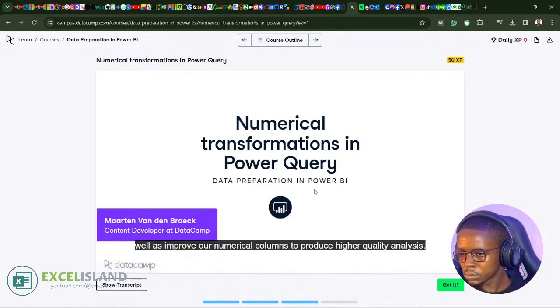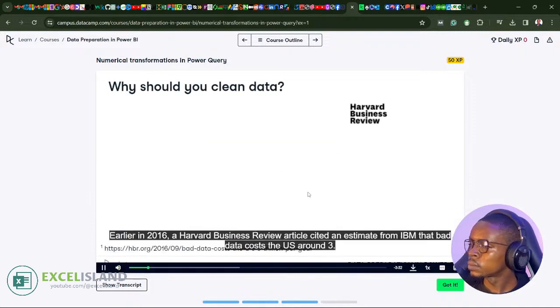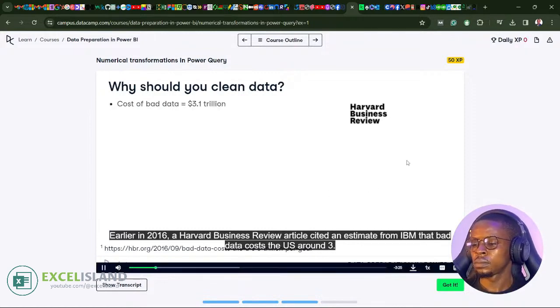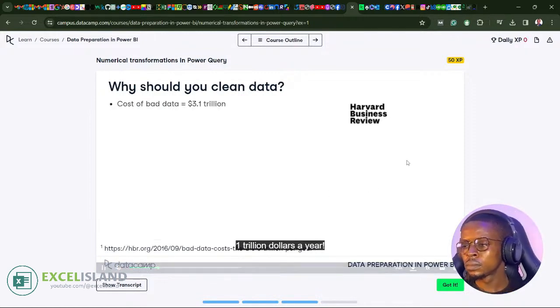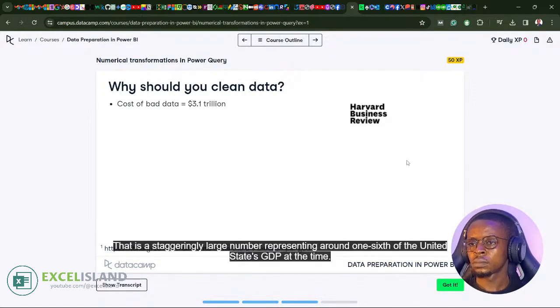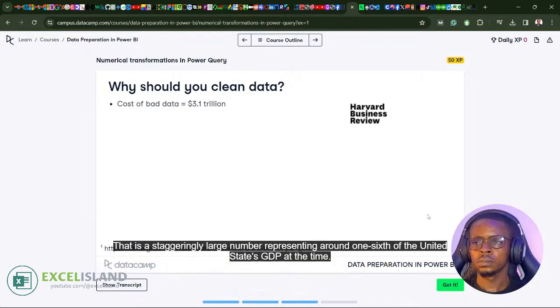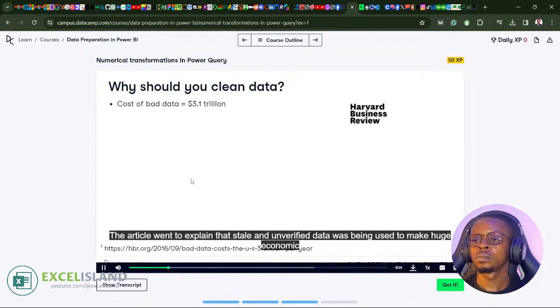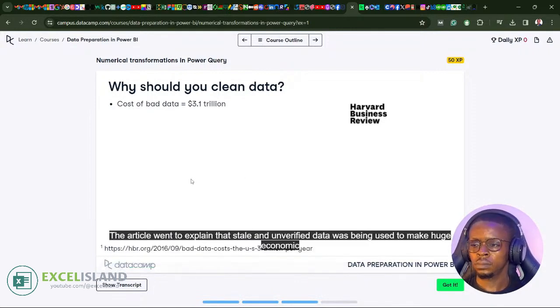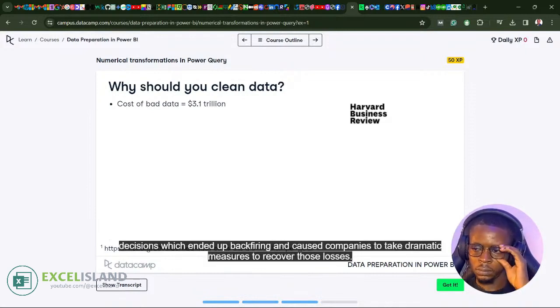produce higher quality analysis. Earlier in 2016, a Harvard Business Review article cited an estimate from IBM that bad data costs the US around $3.1 trillion a year. That is a staggeringly large number, representing around 1/6 of the United States GDP at the time. The article went on to explain that stale and unverified data was being used to make huge economic decisions, which ended up backfiring and caused companies to take dramatic measures to recover those losses.